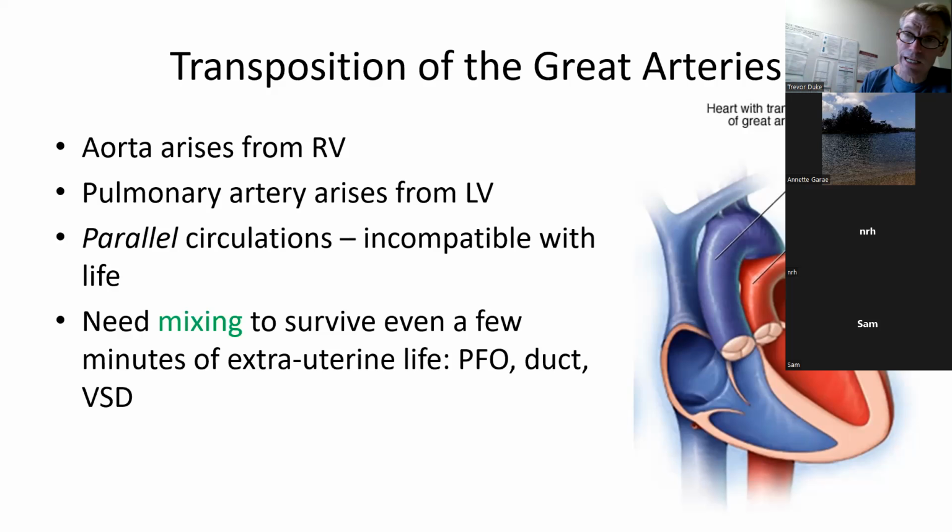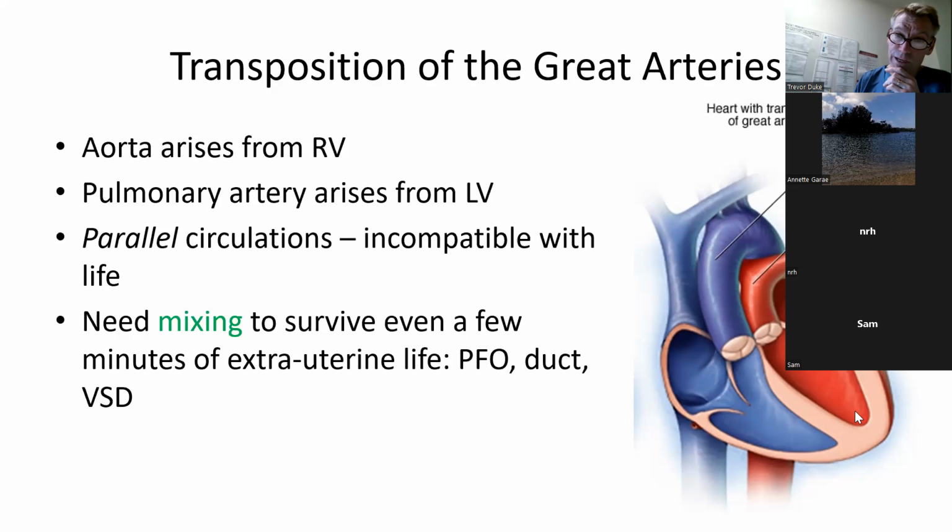If a baby's got that and doesn't have any other holes in the heart, then the baby will die in the first hours of life. But most TGAs aren't like that. Most TGAs, there is something else. There's a duct that's open and it allows a mixing of blood, or there's a ventricular septal defect. And most of them have a VSD.